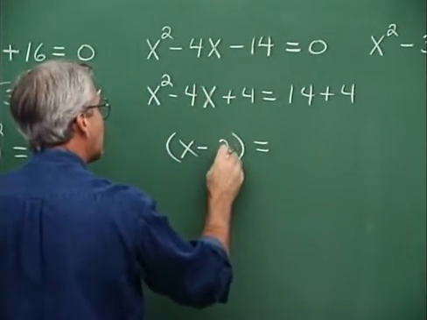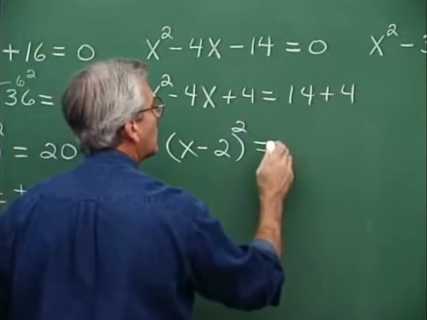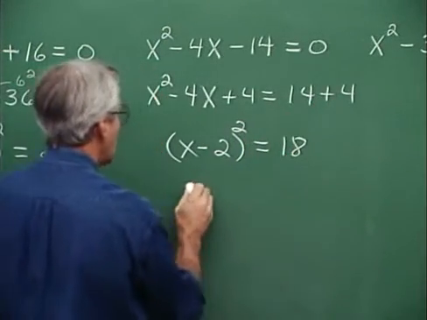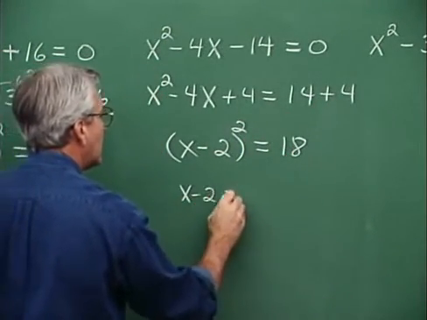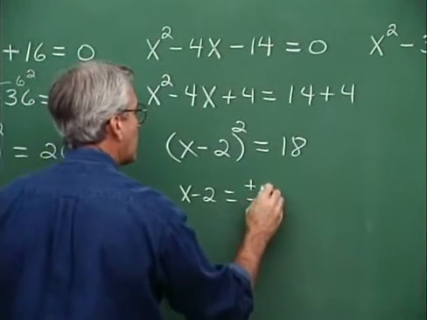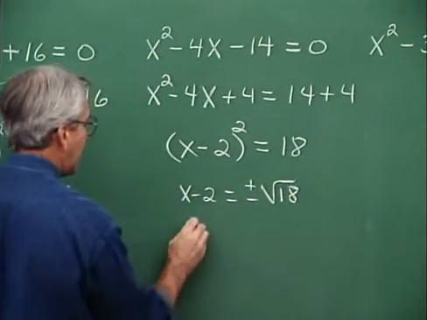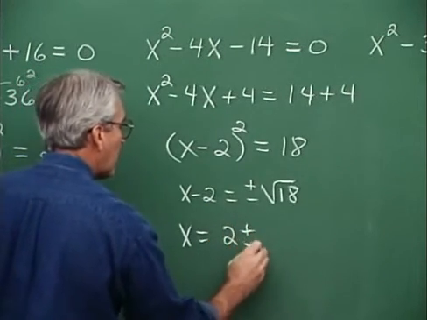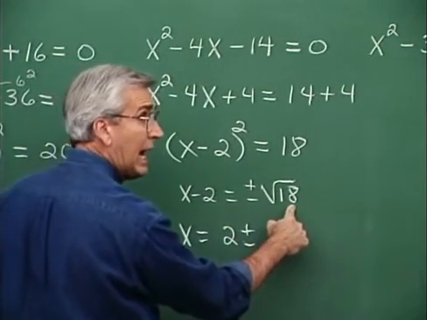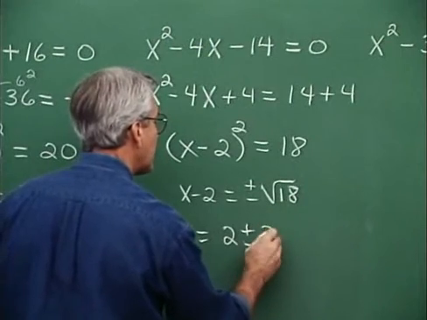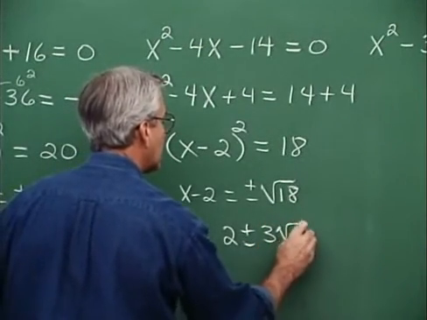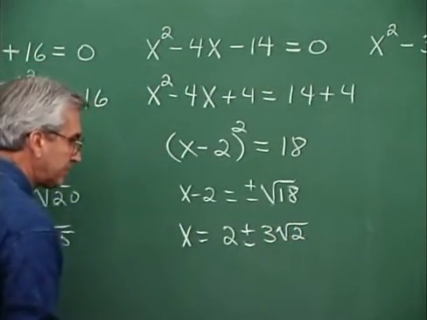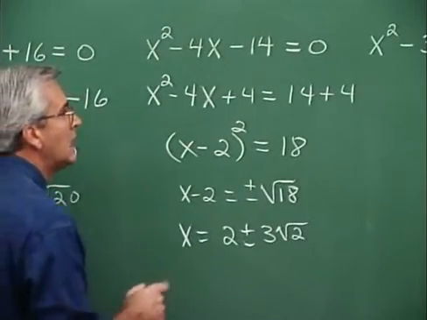So let's see, here it'd be x minus 2 squared equals 14 plus 4, that's 18. So x minus 2 then is plus or minus the square root of 18. And x then, adding 2 on both sides, we get 2 plus or minus, let's see, 18 has 9 in it, the square root of the 9 is 3, and then left under the radical is the leftover factor 2. Our two solutions.